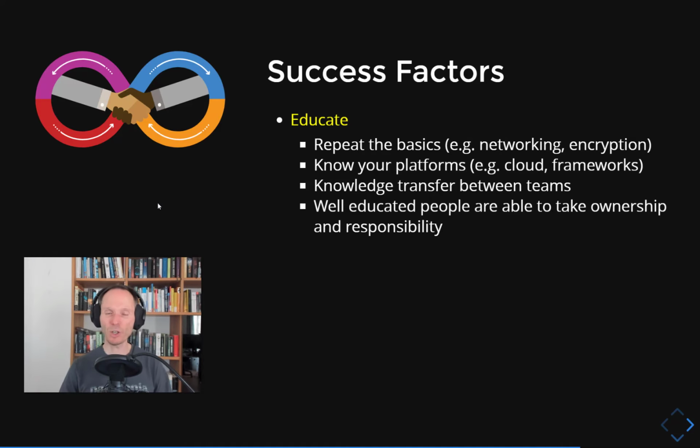The next thing, which is super important, is education. Education is crucial when an existing corporation who today works in the classical silo on-prem perimeter security world wants to go towards the cloud. It's not enough to just teach the new things like clouds and cloud frameworks. It's also super important to repeat the basics.